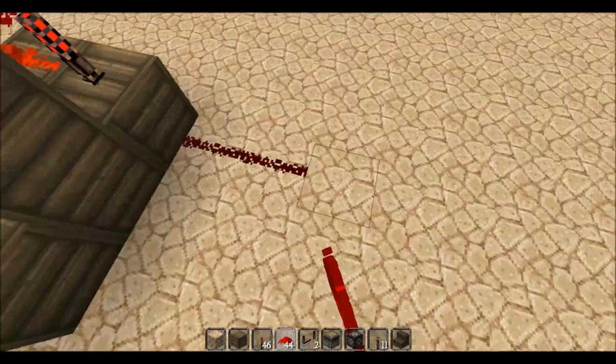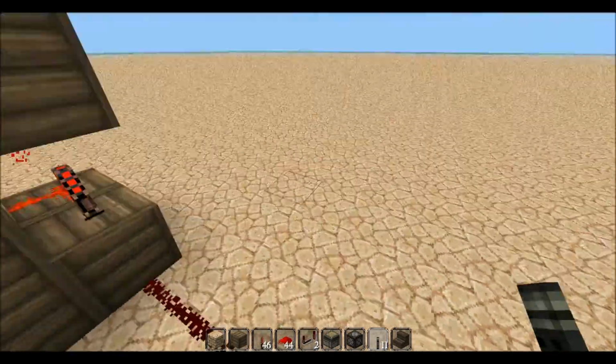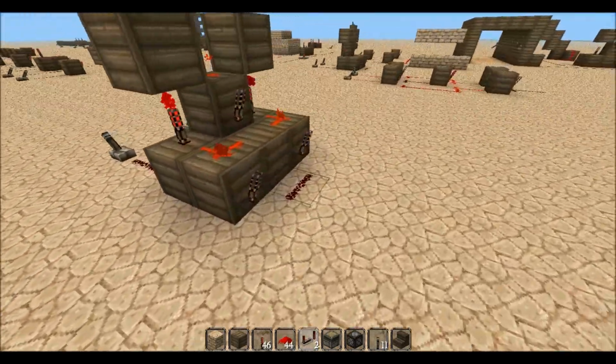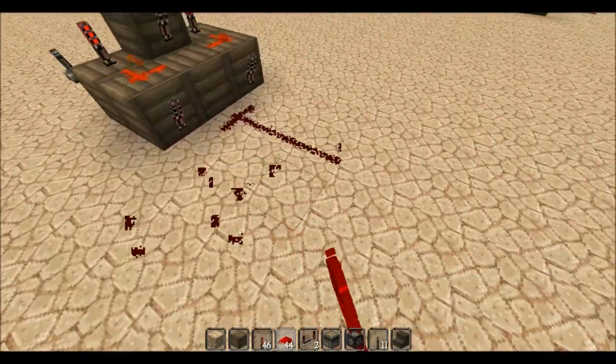And then we're going to run in our inputs here, and here. So take our levers like so. I'll just run the output out here so we can see what we're doing.